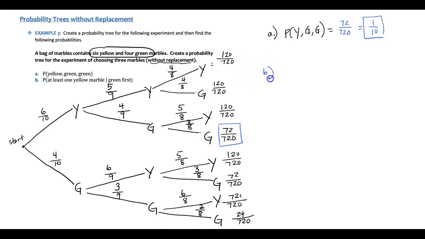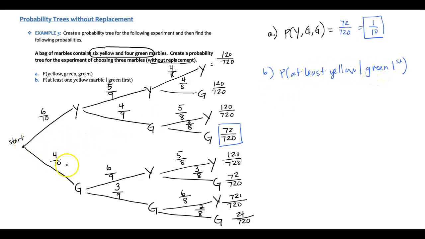Part B is a little bit more difficult. Find the probability that there's at least one yellow marble given a green was first. So we could use the probability of the intersection over the probability of the given to calculate the conditional probability.